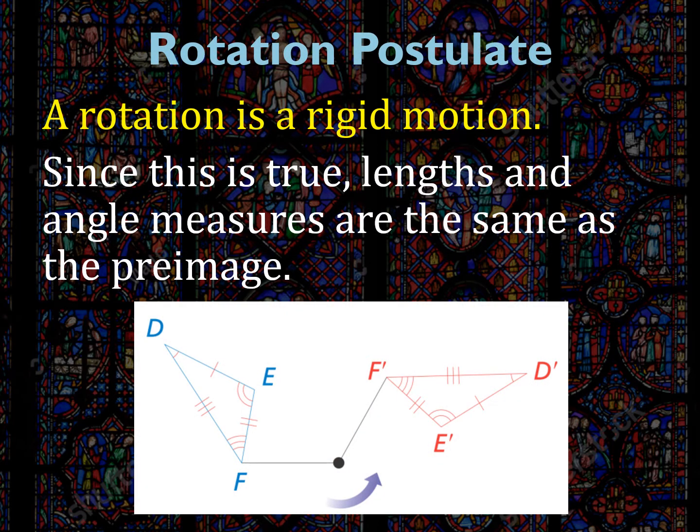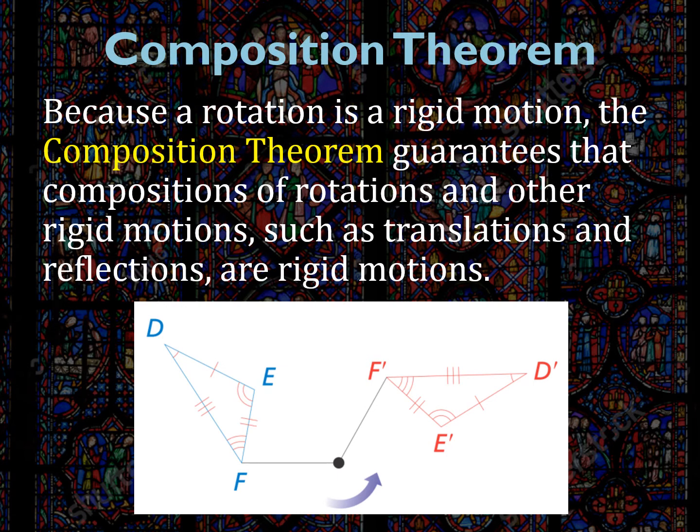So like translations and reflections, a rotation is a rigid motion, which means the lengths and angle measures of any shape are going to be the same from the pre-image to the image. And because the rotation is a rigid motion, the composition theorem guarantees that compositions of rotations and other rigid motions like translations and reflections are also rigid motions. Again, a composition is combining two or more transformations in a single transformation.